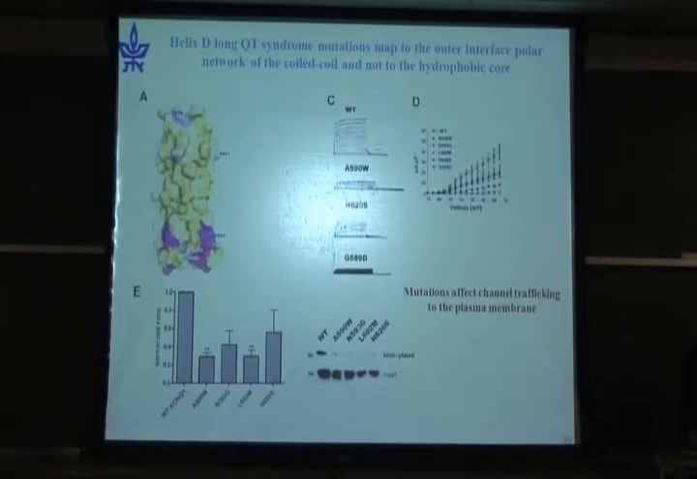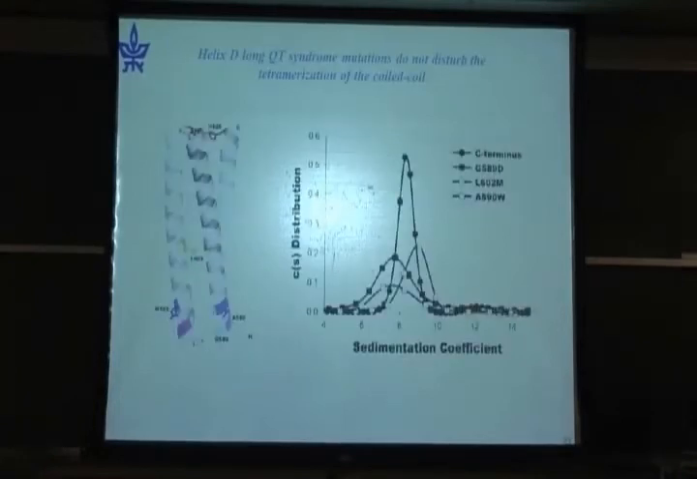And interestingly, this we analyze by, again, using this very heavy analytical ultracentrifugation, we try to understand whether these long QT mutations in LXD are affecting the tetrameric organization. They do not. So we still have a tetramerization of these long QT mutants, because all of these long QT mutations mapped to the outer surface.